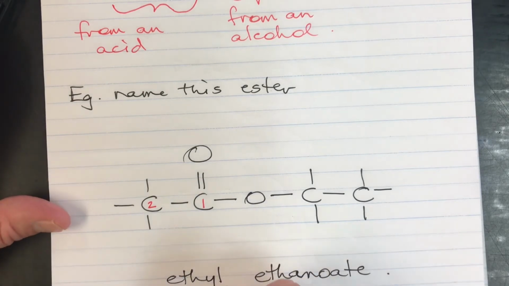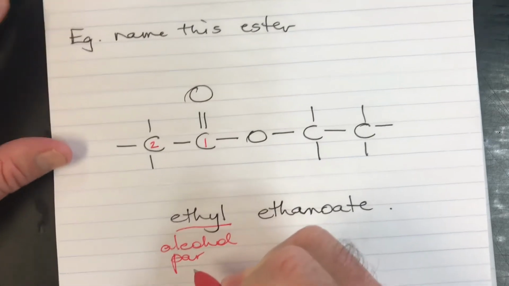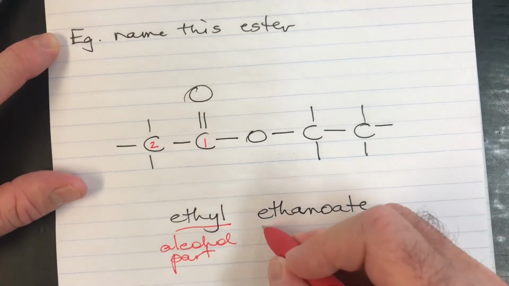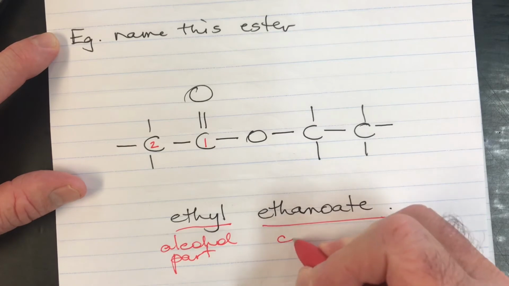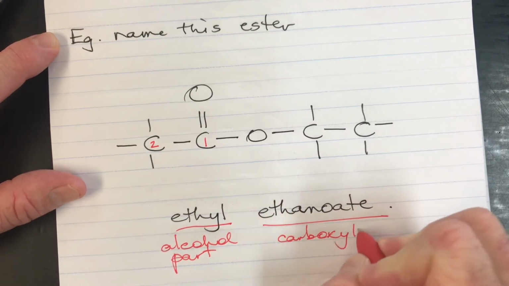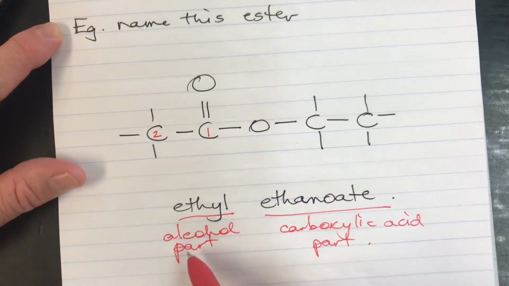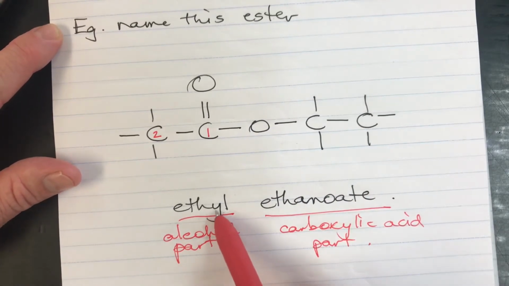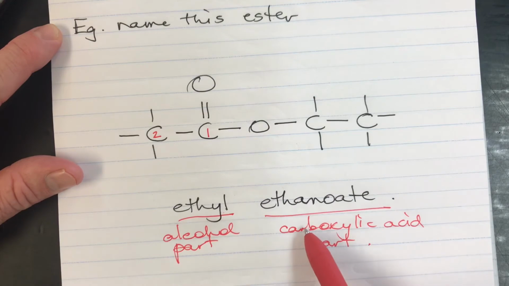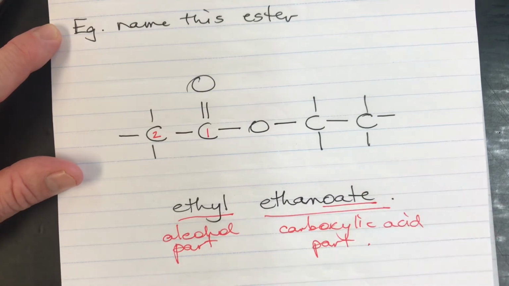So that's the alcohol part. Whoops. The alcohol part, and this is the carboxylic acid part. You always name the alcohol part first and with a -yl, and the acid part second, ending in -oate.